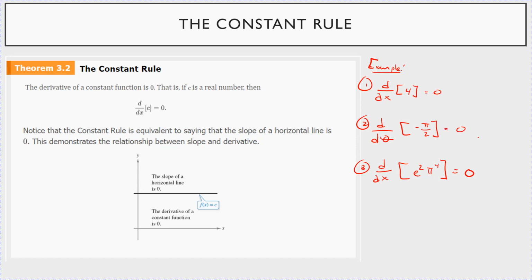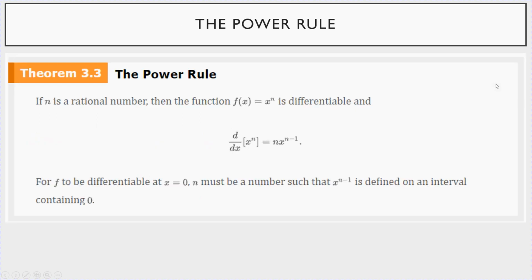In the examples that we do later on in this lecture, whenever you see me take a derivative of a constant, boom, it's just going to be 0. Okay, the most important rule in this lecture is the power rule.